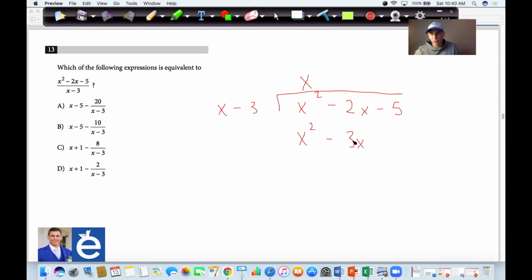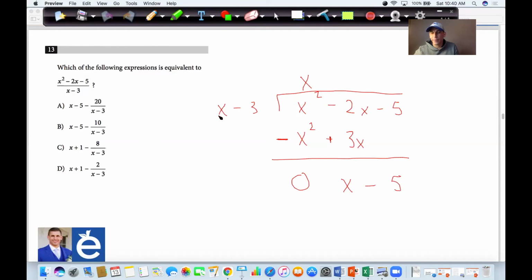But I need to remove this, so I need to subtract these out. So I'm going to change the sign. So this becomes a negative, and this would also become a negative, which therefore I'm going to make a positive. So now I no longer have x squared as part of my remainder. I now have negative 2x plus 3x, because it would have been negative 2x minus 3x, so it becomes negative 2x plus 3x, which is what gives me an x. Now I'm going to bring my negative 5 down.